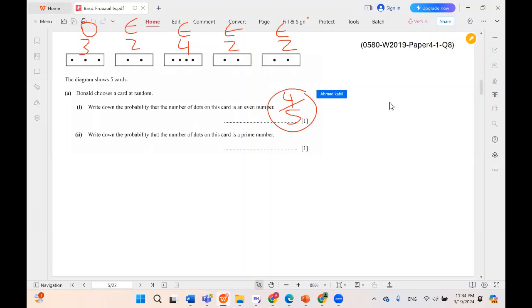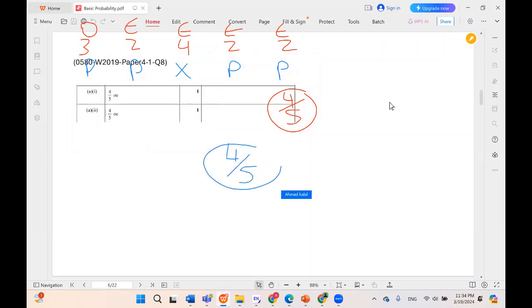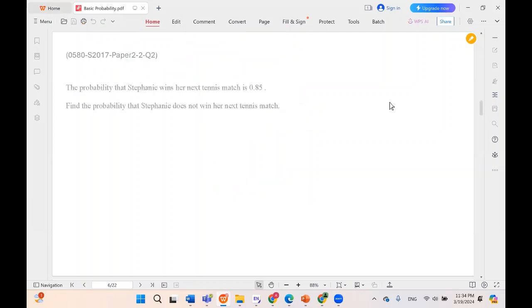And then we want the probability that the number is a prime number. So 3 is a prime number, 2 is a prime number, 4 is not, 2 is a prime number, and 2 is a prime number. So again, the probability here would be 4 over 5. In both cases, the answer is 4 over 5.